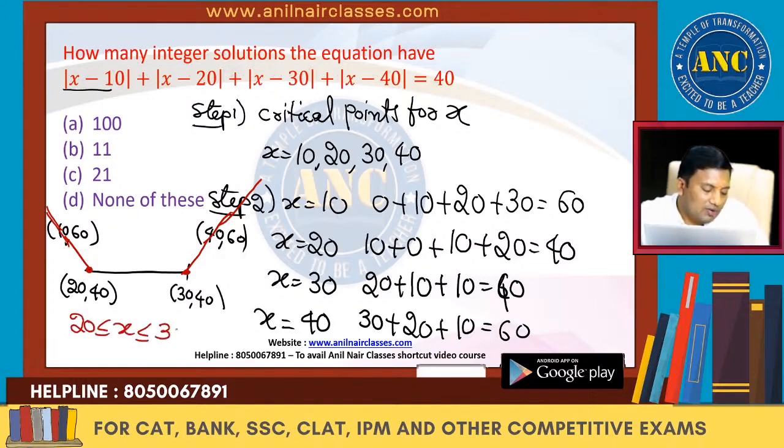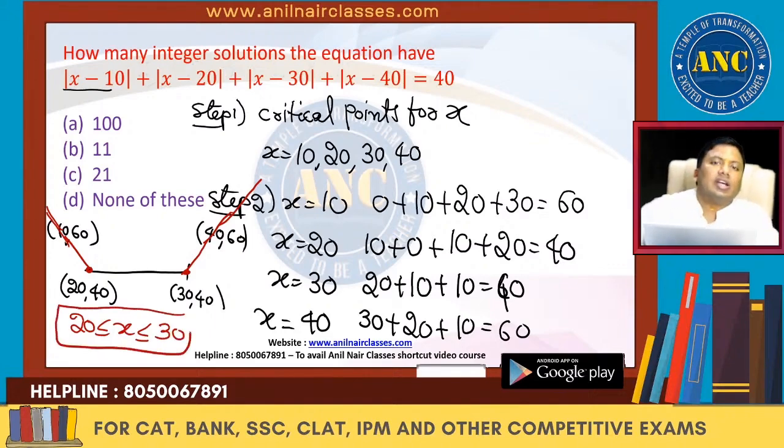20 ≤ x ≤ 30. So the answer is: how many values from 20 to 30? 11 integral solutions. 11 integral solutions will give you y value 40.